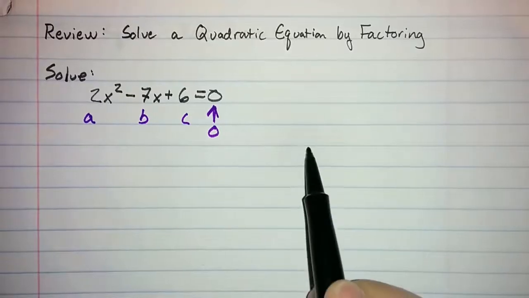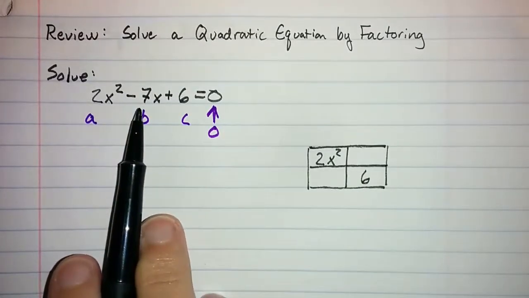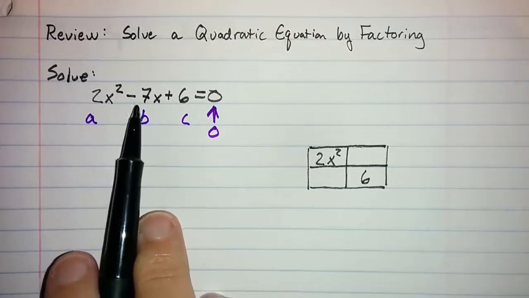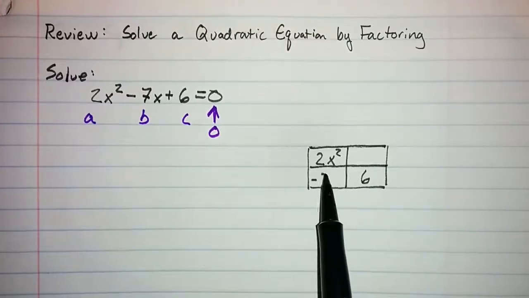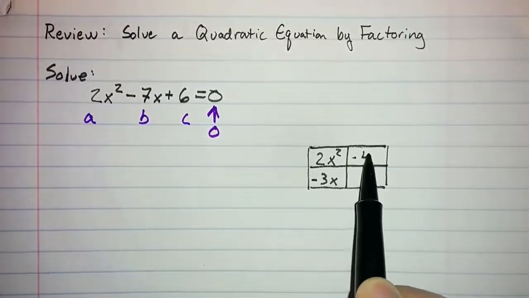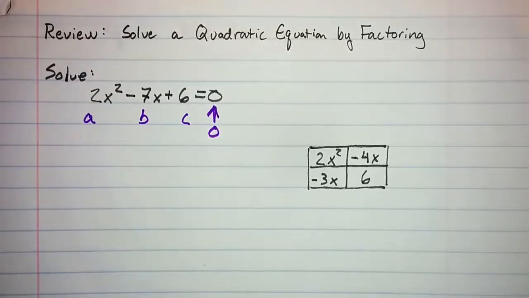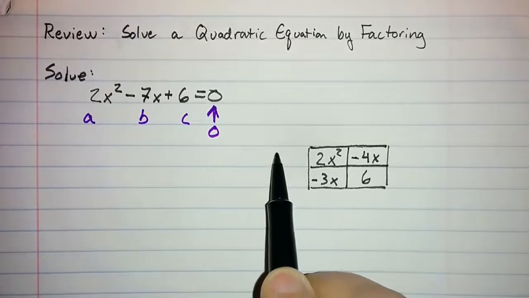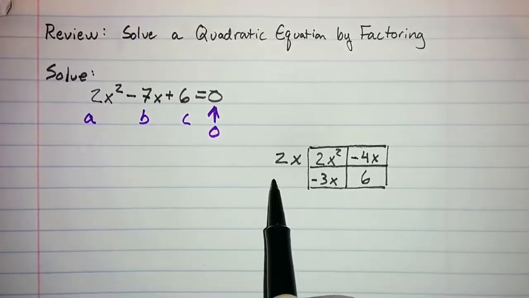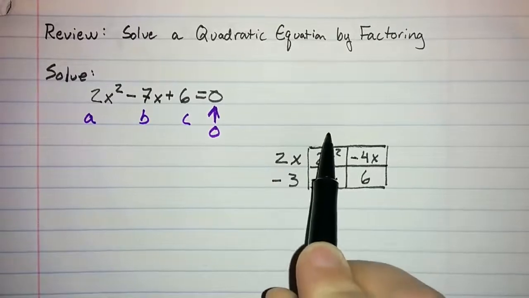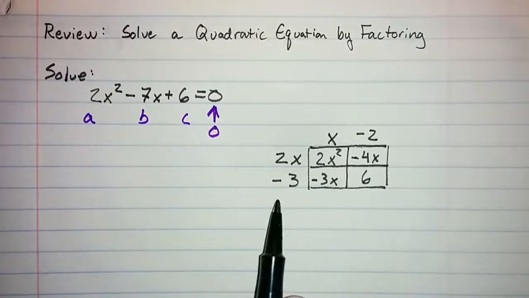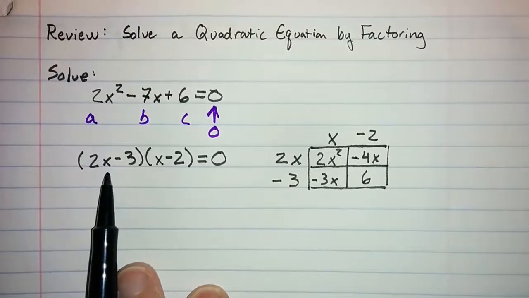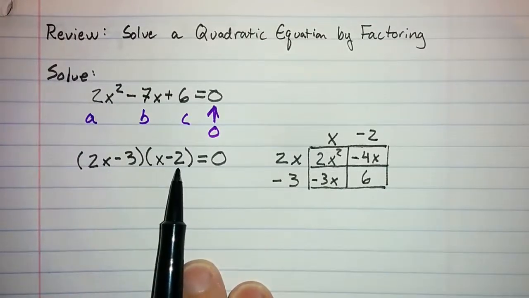Well, we would factor this polynomial. Notice we need two coefficients whose sum is -7 and whose product is +12. -3 and -4 seems suitable here. And then the greatest common factor in this row will be 2x. In this row, -3. What remains here is an x, and what remains here is a -2. -2 times -3 is +6. So our factors are 2x minus 3 and x minus 2.